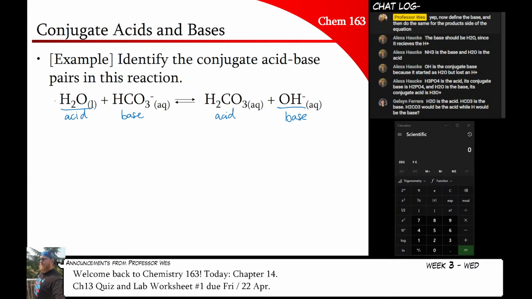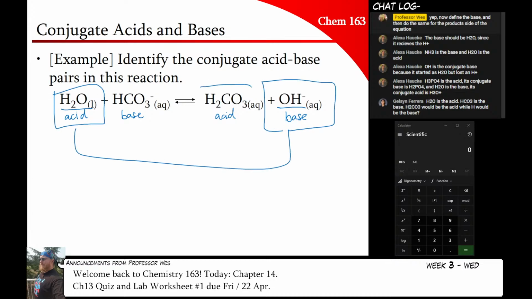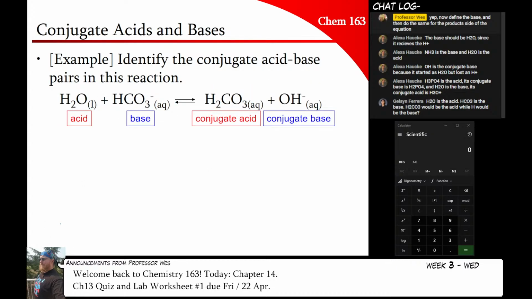And then we can link the conjugates together. So here's water. We're going to link it with hydroxide. And then we'll link the other two together. There you go. Very good. All right, let me hit clear so I can do that.